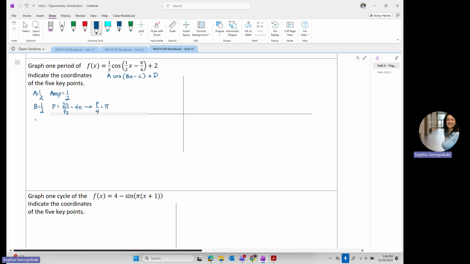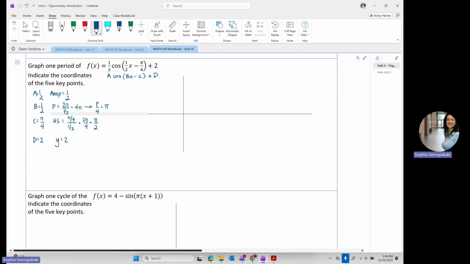My c is equal to pi over 4. Therefore, the phase shift or horizontal shift will be pi over 4 divided by b, which is 1/2. So multiply that by 2, which gives 2 pi over 4, or pi halves, to the right. And my d is equal to 2, which gives me the midline of y equal to 2.